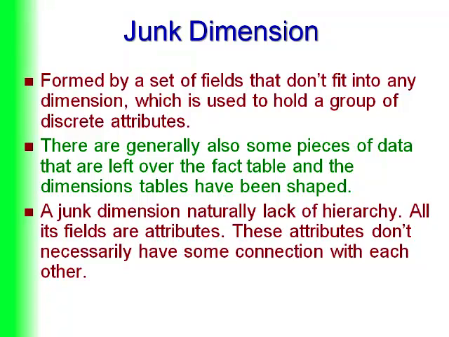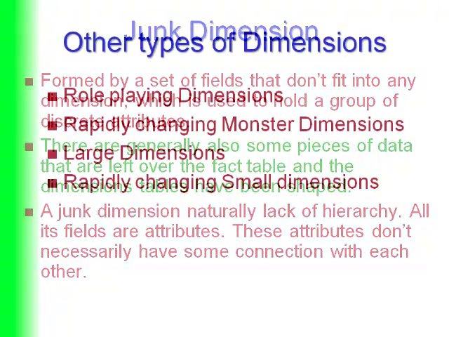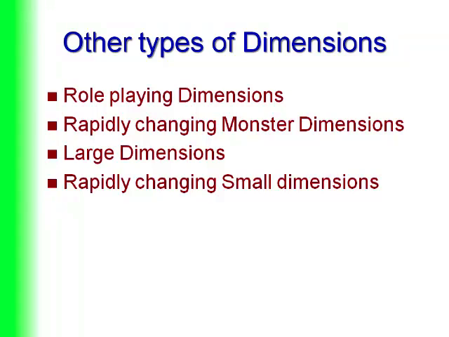And we can retain only useful fields. We remove fields that make no sense at all. We remove fields that are inconsistently filled. And we remove fields that are of operational interest only. These are some of the examples of junk dimension. There are other types of dimensions: role-playing dimensions, rapidly changing monster dimensions, large dimensions, and rapidly changing small dimensions.